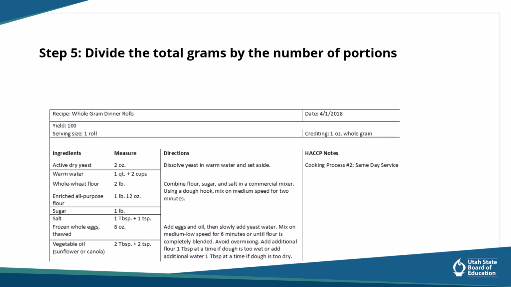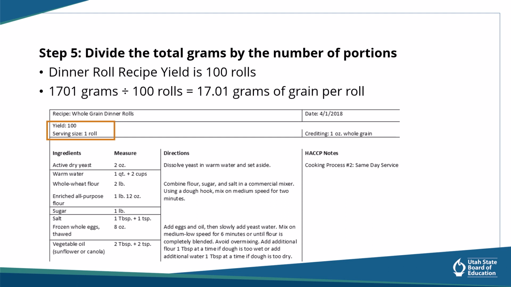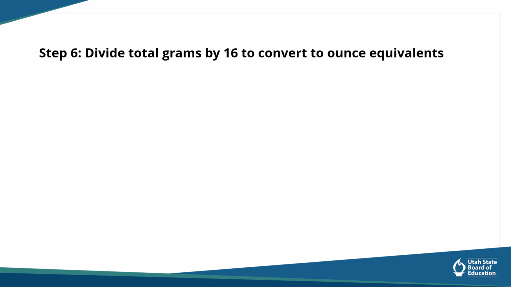Step 5, we need to divide the total number of grams in the recipe by the number of total portions to determine the grams of grain per serving. This recipe has a yield of 100. So we divide 1701 by 100 to get 17.01 grams of grain per roll. Step 6, divide by 16 to convert grams to ounce equivalents.